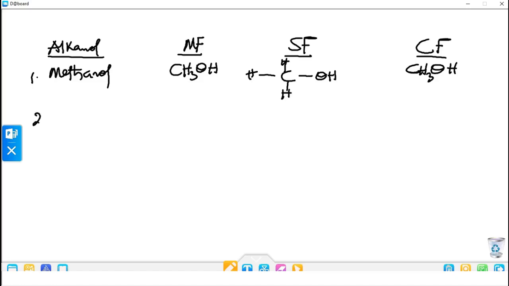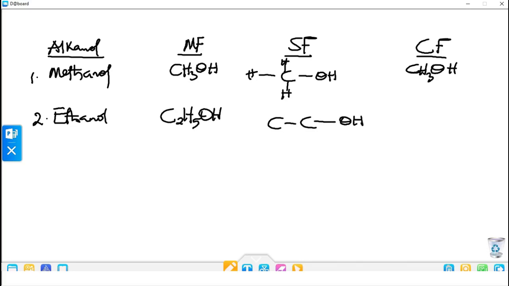Let's take a look at the second, ethanol. Ethanol is C2H5OH. So the structural formula is going to be 2 carbon atoms with OH, and now we have 5 hydrogens attached to these 2 carbon atoms.